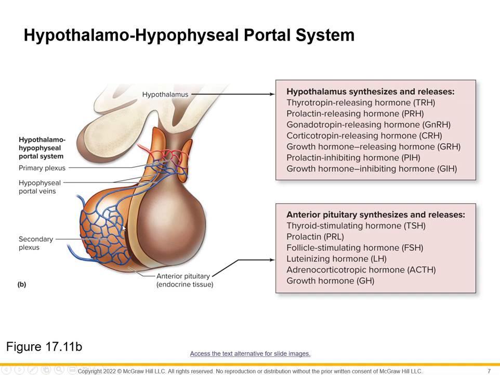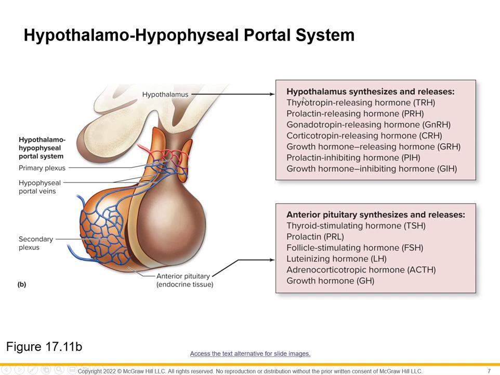your second set of capillaries, the secondary plexus, right? And again, this is associated with the anterior pituitary. So what's traveling down this portal system, this hypothalamo-hypophyseal portal system, and again, it's telling you this is connecting hypothalamus to the hypophysis, to the pituitary, are all of these hormones here, right?